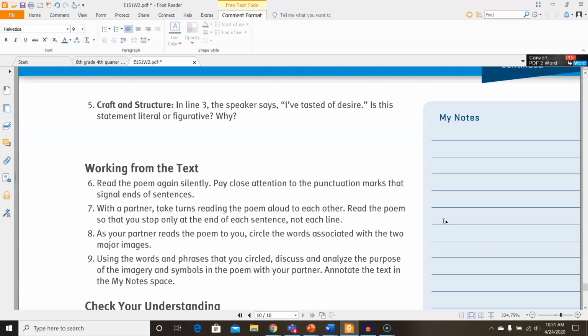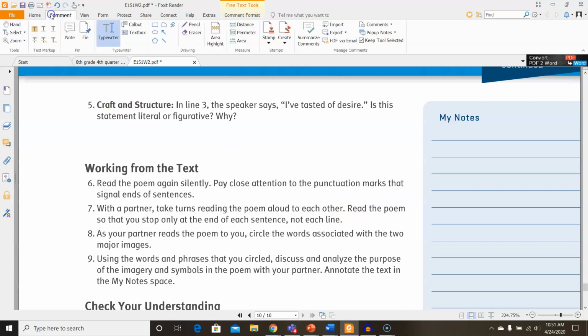So in line 3, the speaker says, I've tasted of desire. So is this statement literal or figurative? Why? So think about that. Did he literally taste fire? Is it possible for him to taste fire? And if so, what does fire taste like? Because I don't know. Or did he figuratively taste fire, meaning he's experienced fiery experiences, not literal fire, and those experiences showed him whatever he's trying to say about fire. So is he being literal or figurative?